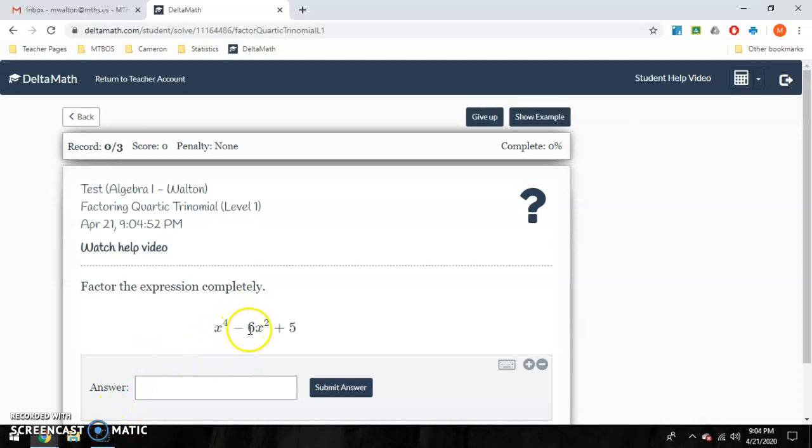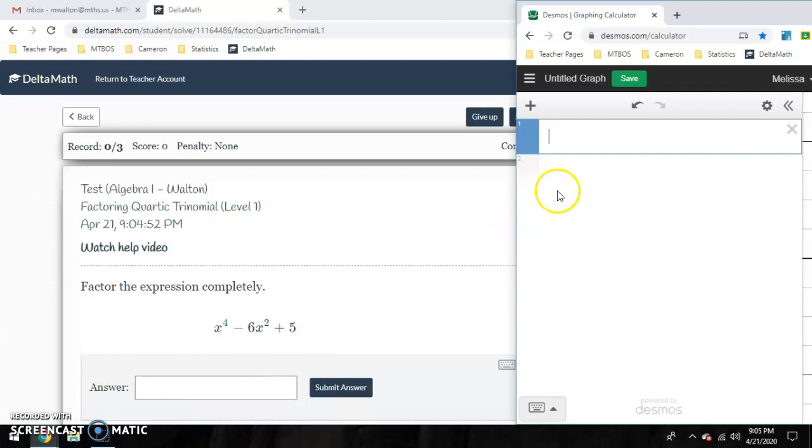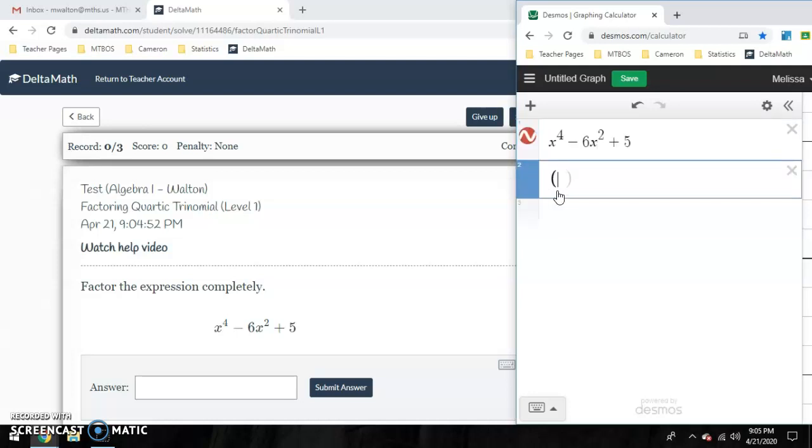We'll have x to the fourth minus 6x squared plus 5. I won't spend too much time on this one, but I did want to real quickly review that. We have x to the fourth minus 6x squared plus 5. First thing we need to do is look for a GCF. Unfortunately, I don't see anything I could divide out of these. So I'm going to factor this just like a trinomial.